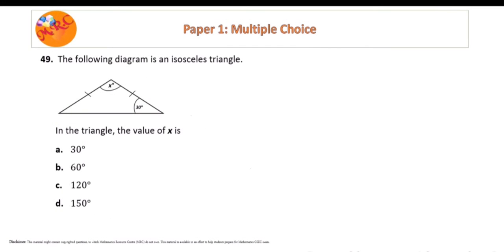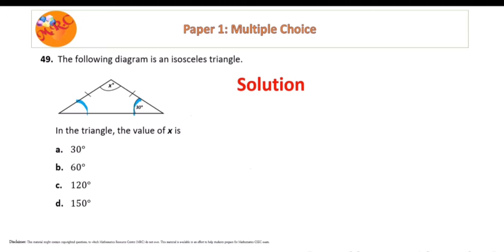The following diagram is an isosceles triangle. In the triangle, the value of x... it's an isosceles. This side equals that side. That means this angle equals this angle over here. So if this is 30, then the angle over here is 30.